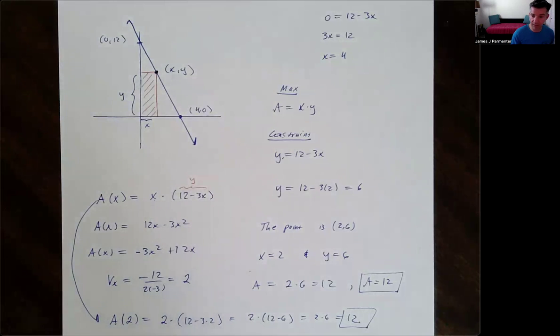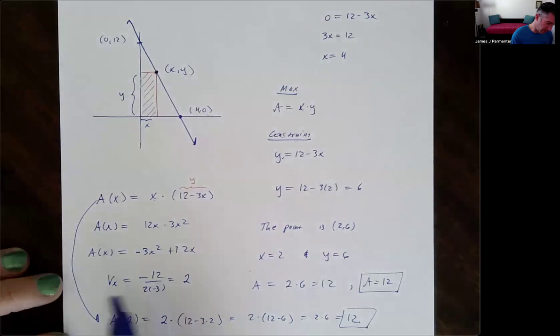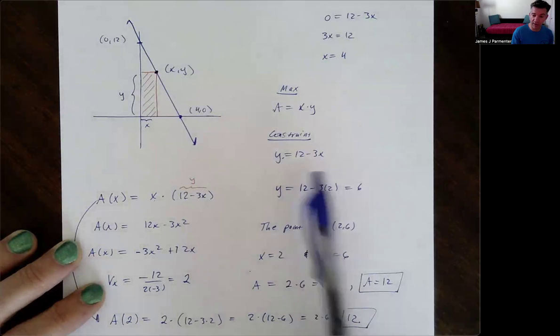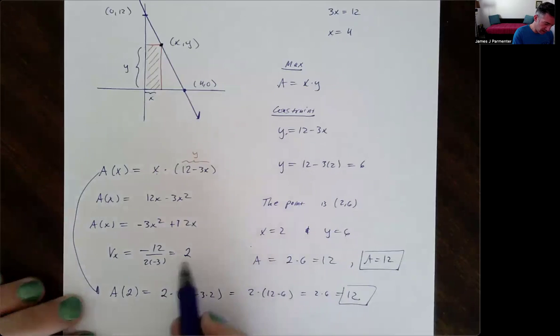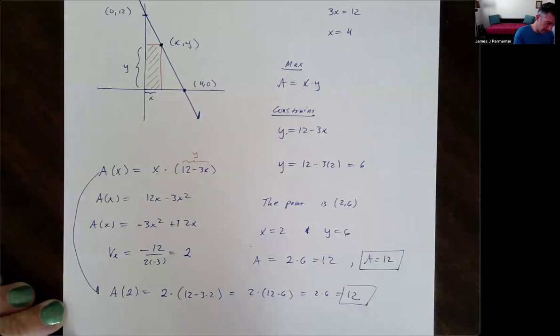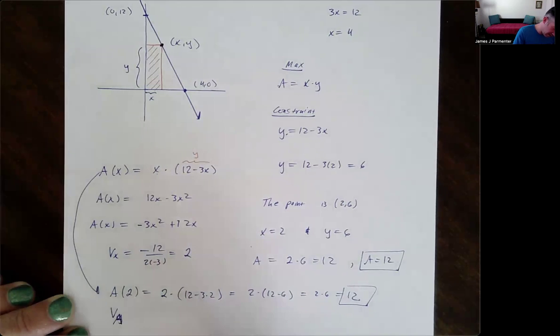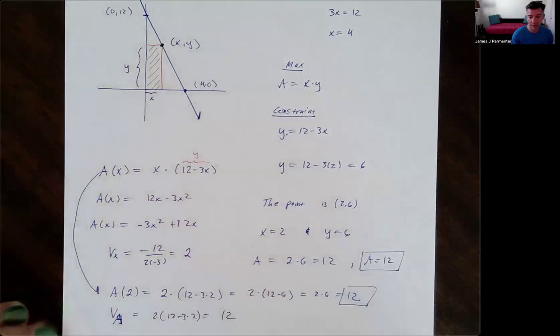And then you find the vertex of your parabola and either find the dimensions, which are the x coordinate of your parabola, and plugging that back into your constraint to find the other coordinate, or you find the maximum area by taking your x coordinate and plugging it back into the function to find the y coordinate of your parabola, which I'm going to write as VA, not VY, which would have been exactly 2 times 12 minus 3 times 2, which is still 12. So just make sure you're answering the right question.